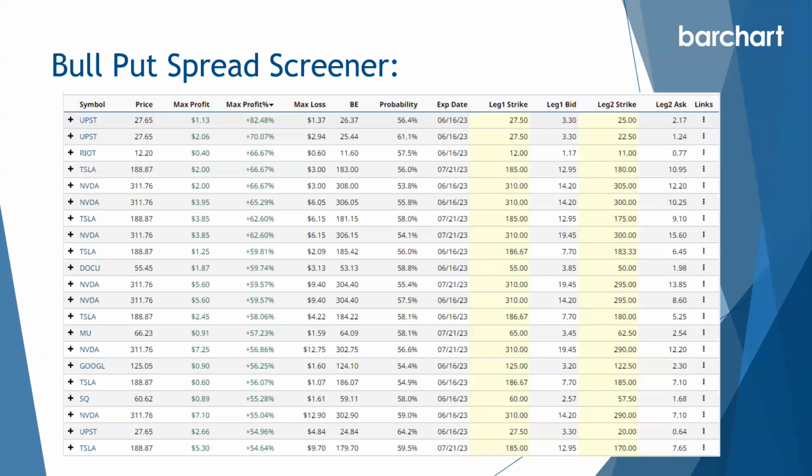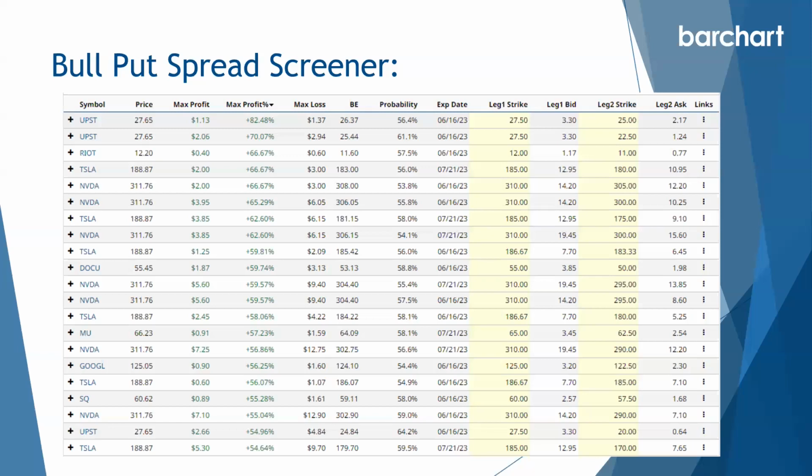56.4%. If we look at another example, the fourth line there on Tesla, the stock's trading at 188.87. This trade would be going out to the July expiration, selling the 185 puts and buying the 180 puts, so 5 points wide.